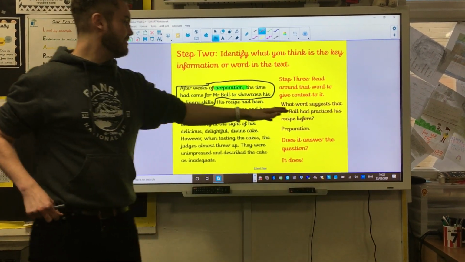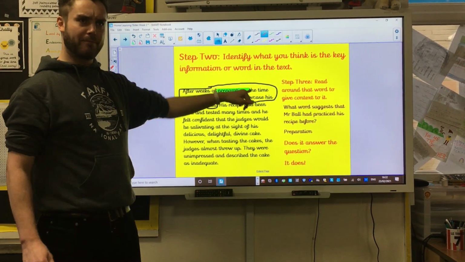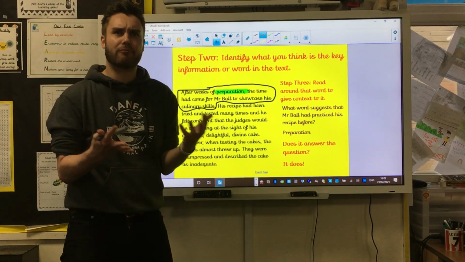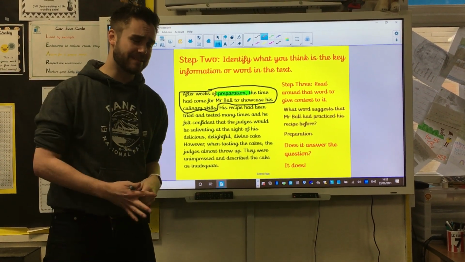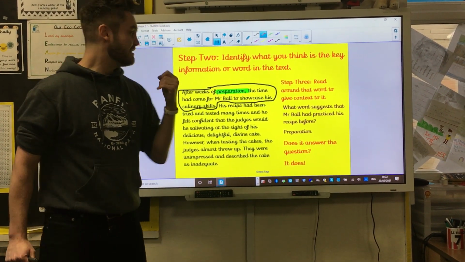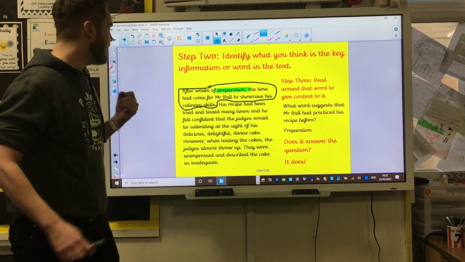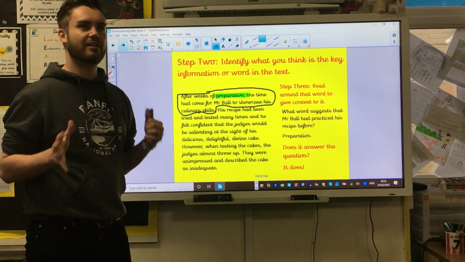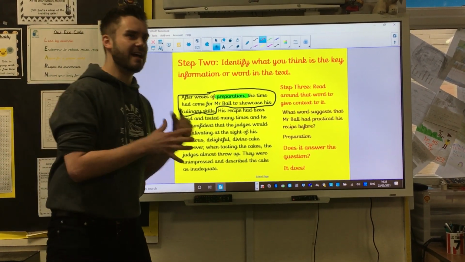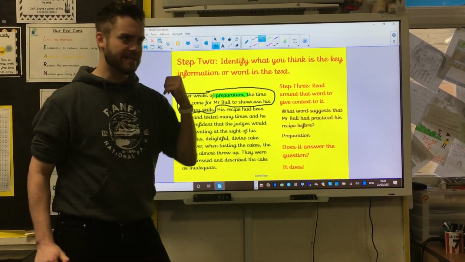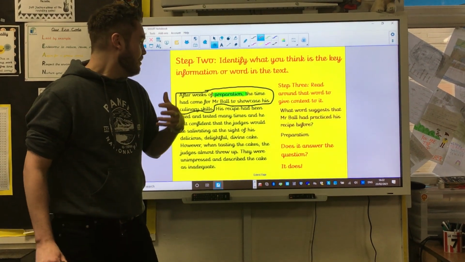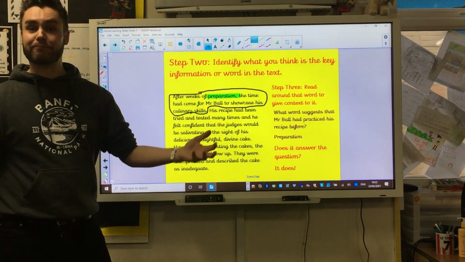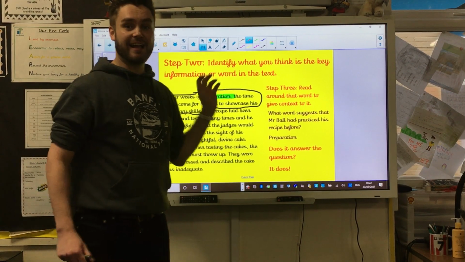So read around the word to give context. I think that maybe preparation's that word. After weeks of preparation, in my mind, it links to practice. But I'm going to read around it to make sure that it makes sense. After weeks of preparation, the time had come for Mr. Ball to showcase his culinary skills. Does that answer the question? The context makes you think that maybe it's to do with preparation, or the idea of practice. It does. So that answers your question.